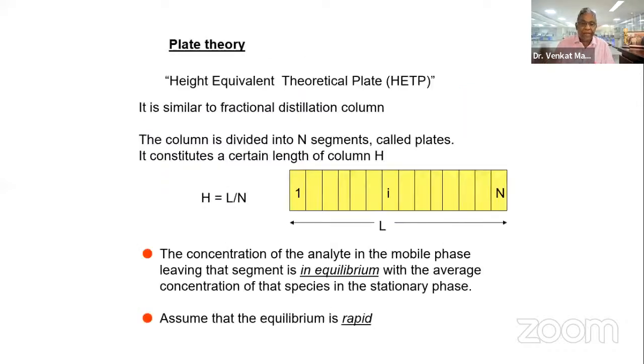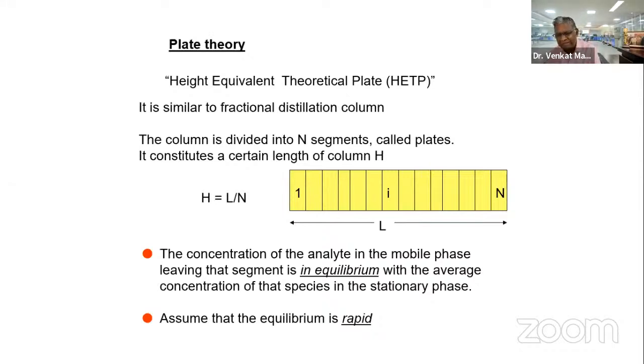column. Now, how do I understand that my column is able to provide a preferential migration of the components present, for example, component A present in the mixture, to the surface of the stationary phase? How does it do that? This is where the concept of theoretical plate has been introduced. It is called height equivalent theoretical plate.